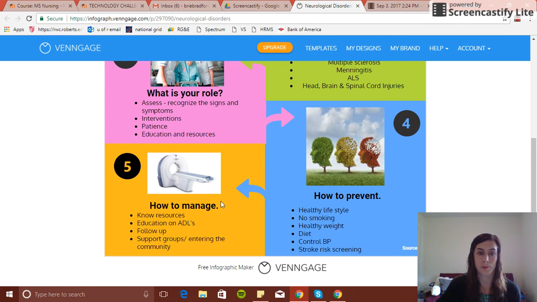Step 5 here is how to manage. Really knowing your resources is the best thing in nursing. Know who to call, who to go to, what phone number you need to call, and anticipate what needs to happen next. I put a picture of a CAT scan here because that's the number one thing we're going to send the patient to if they're having acute neurological changes. We're getting them to the CT scanner. You want to make sure they're protecting their airway, but then you want to get them to the CT scanner so you can see what's going on in that brain and how to treat it.